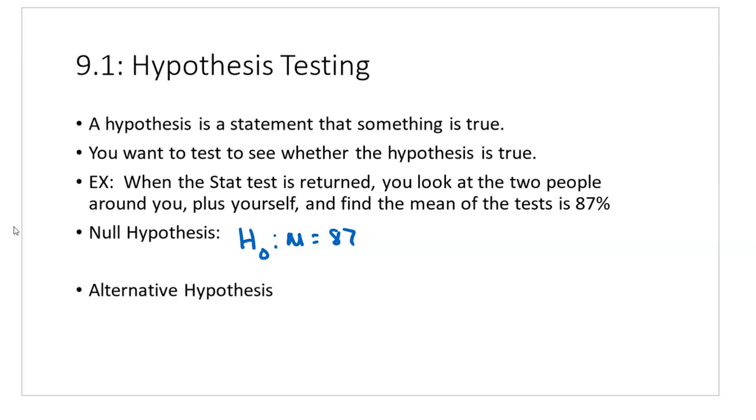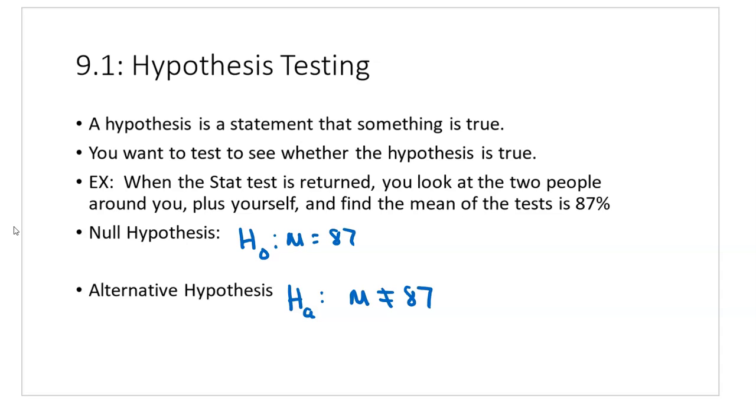Now, you start talking to people in the class, and nobody in the class that you're talking to got an 87%. So your alternative hypothesis, which is H with a little a underneath it, that's the notation that we use for the alternative hypothesis. The alternative hypothesis is that the mean is not 87%.